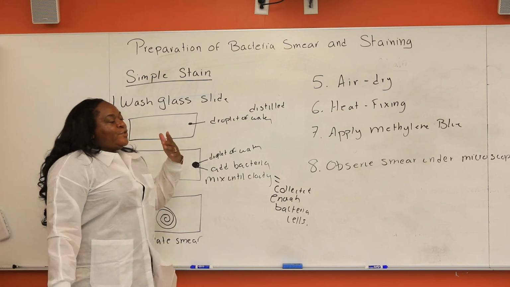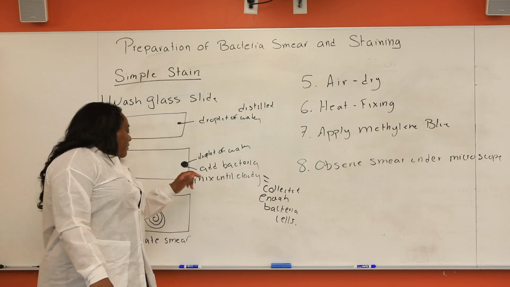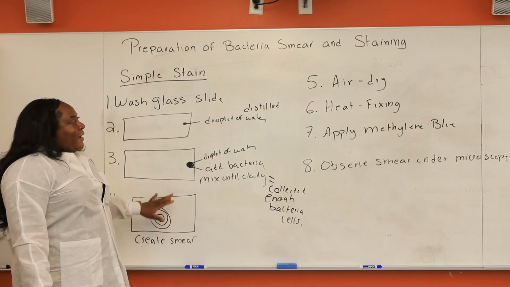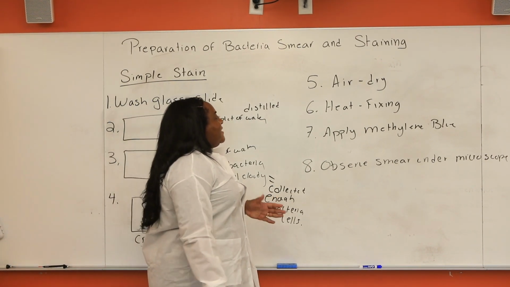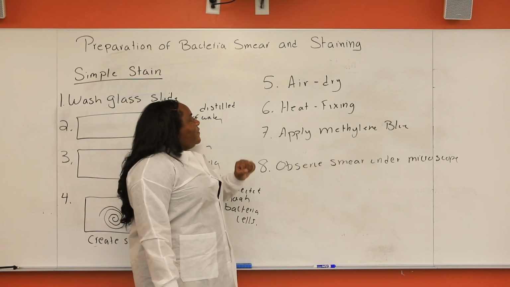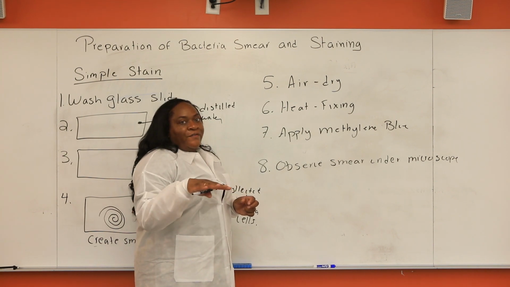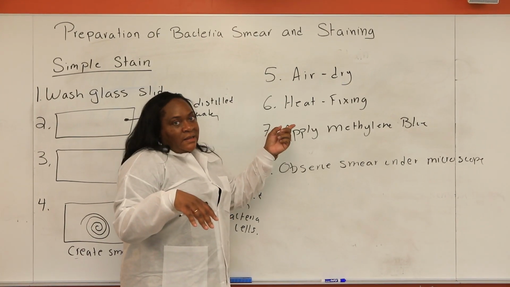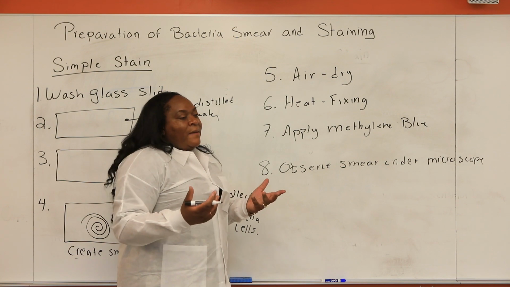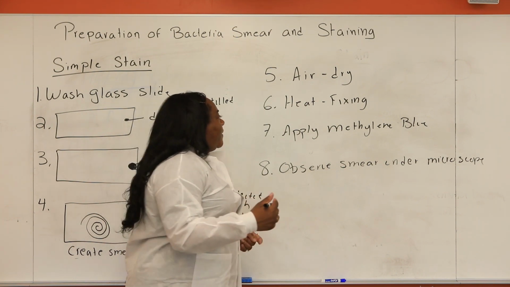The next step is that you have to allow your smear to air dry. How will you know if it's dried? So when it goes from wet to dry, okay? That time can vary depending on how you made your bacteria smear. After that, step number 6, you're going to take your slide and pass it through a flame. This is known as heat fixing, okay? You can also do alcohol fixation as well, but heat fixing is just much easier.